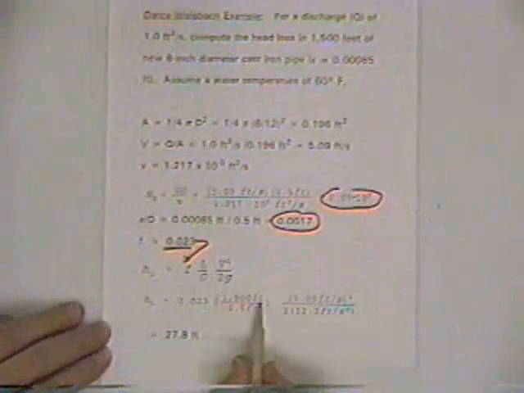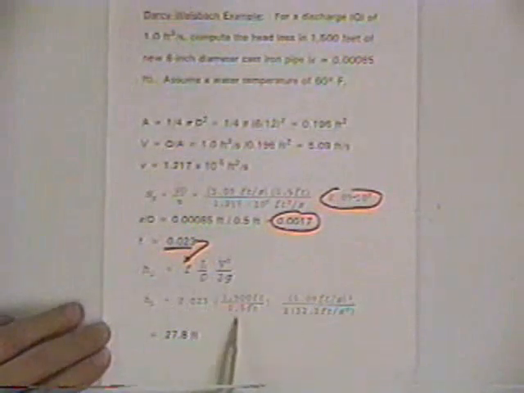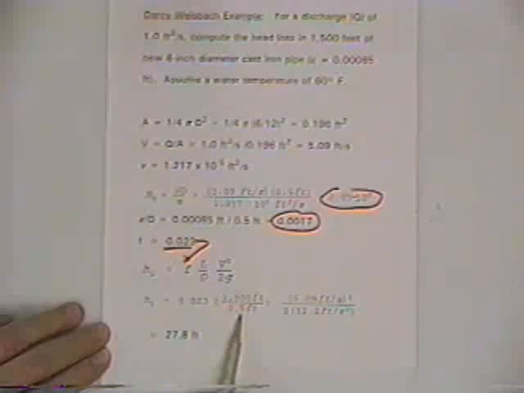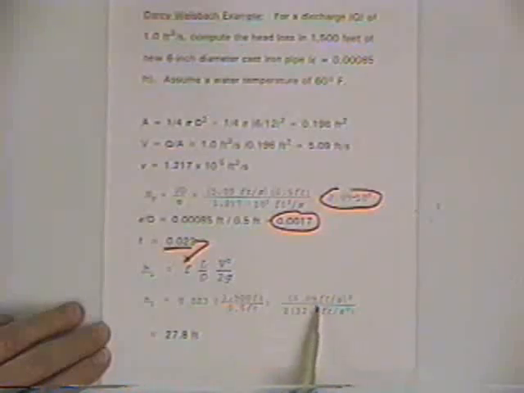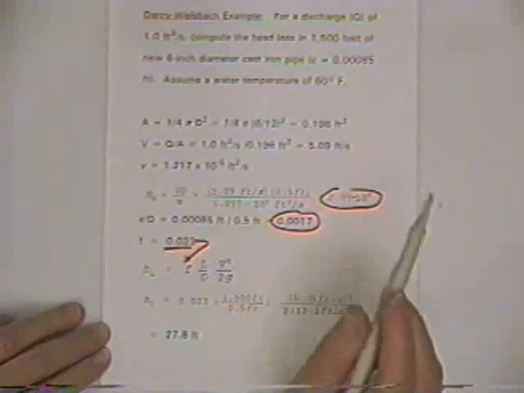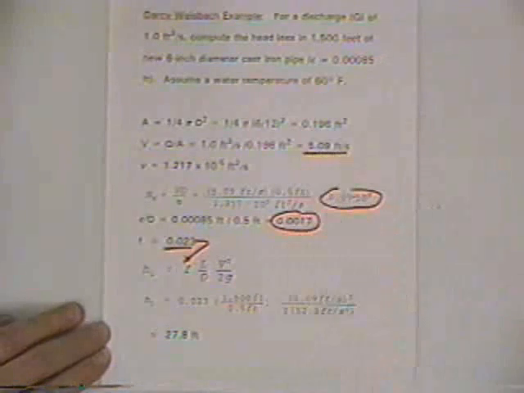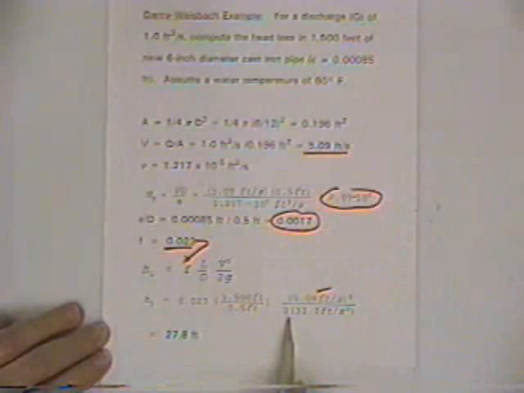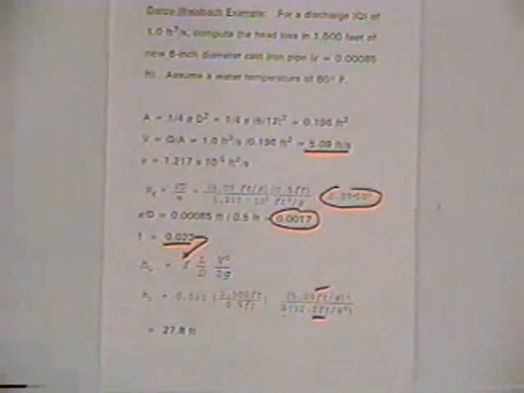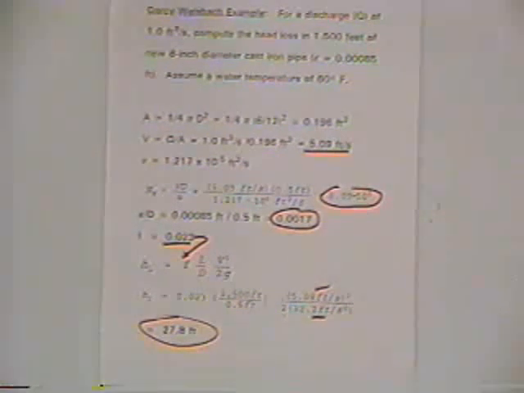The length of the pipe is given as 1,500 feet. The diameter of the pipe is given as half a foot. And then for the velocity head term, we need the velocity, which we actually computed up here to get the Reynolds number, and we can use it here in the velocity head as well, divided by 2 times the acceleration of gravity. And so that gives us 27.8 feet of head in 1,500 feet of pipe.